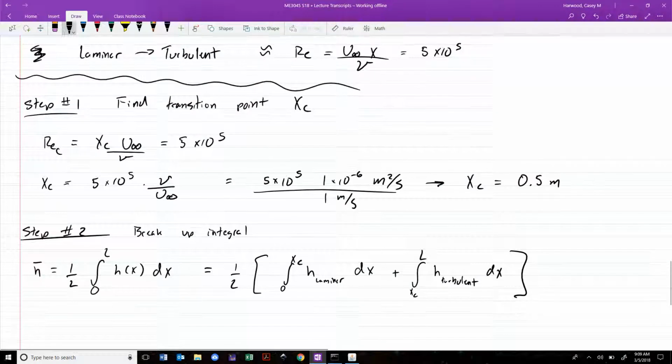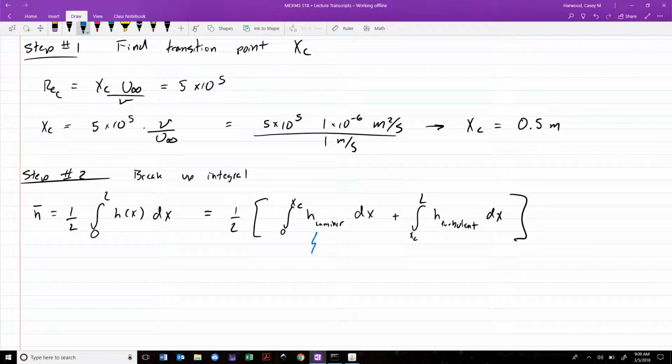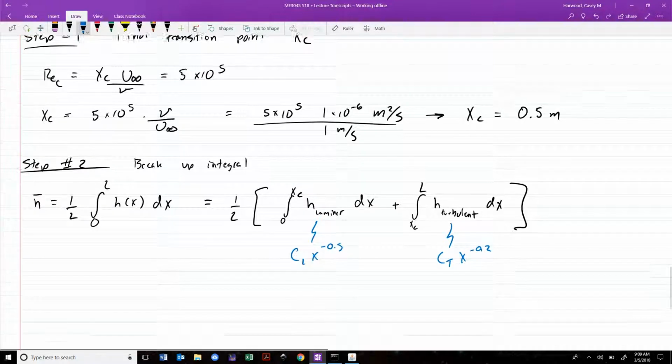So we have those expressions for h laminar and h turbulent. I've added these laminar and turbulent subscripts so it's clear which ones we're talking about. For h laminar, we have CL times x to the negative 0.5. And for h turbulent, we have CT times x to the negative 0.2. At this point, we're given CL and CT, so we have numbers for those. We figured out what x sub c is up there, so we have numbers for that. And L is that 0.6 meter length of the plate. So everything that was previously in symbolic form, we have numbers that we can use to crunch.